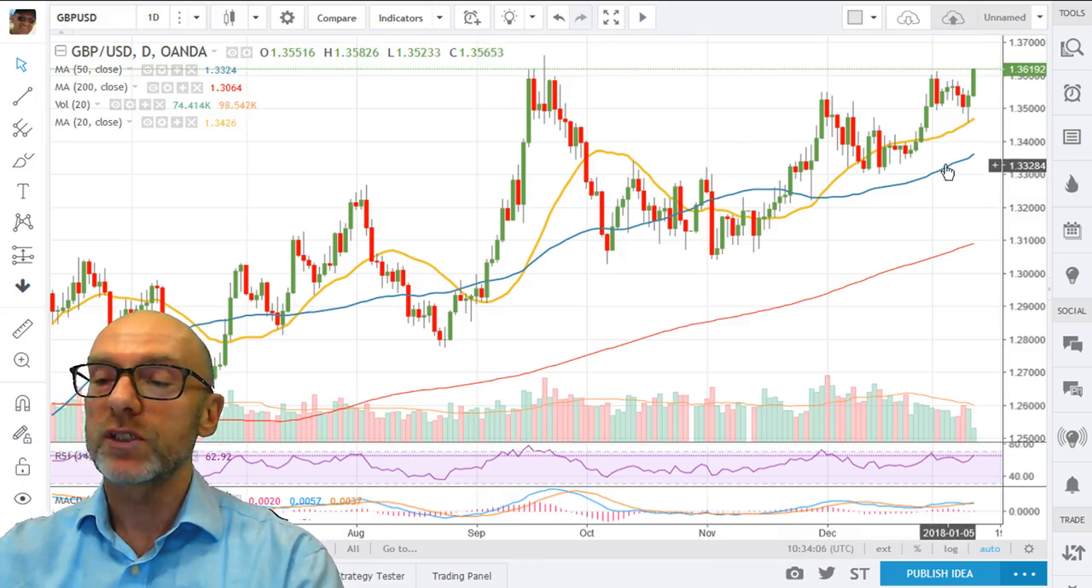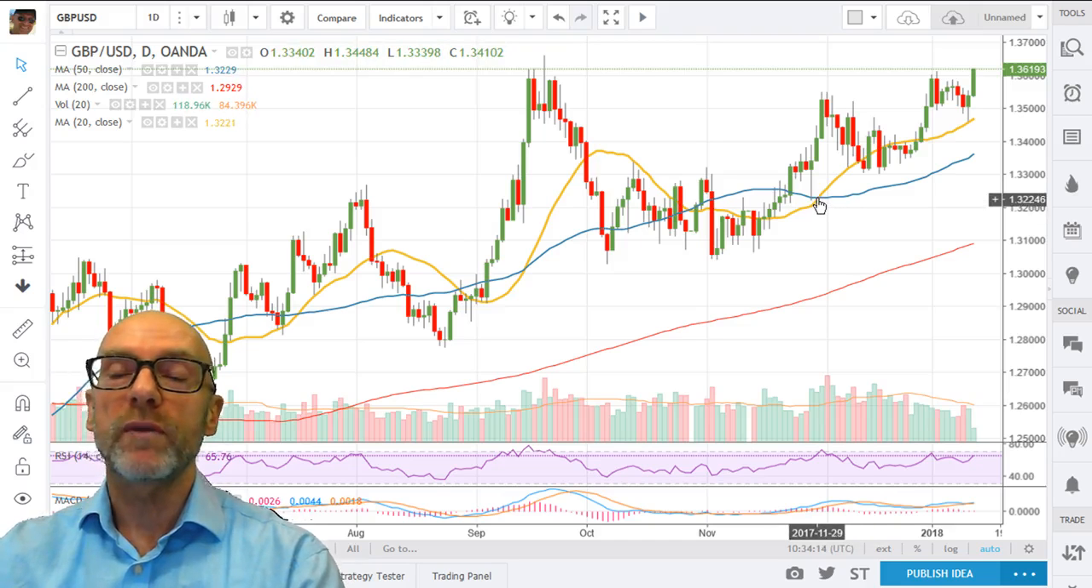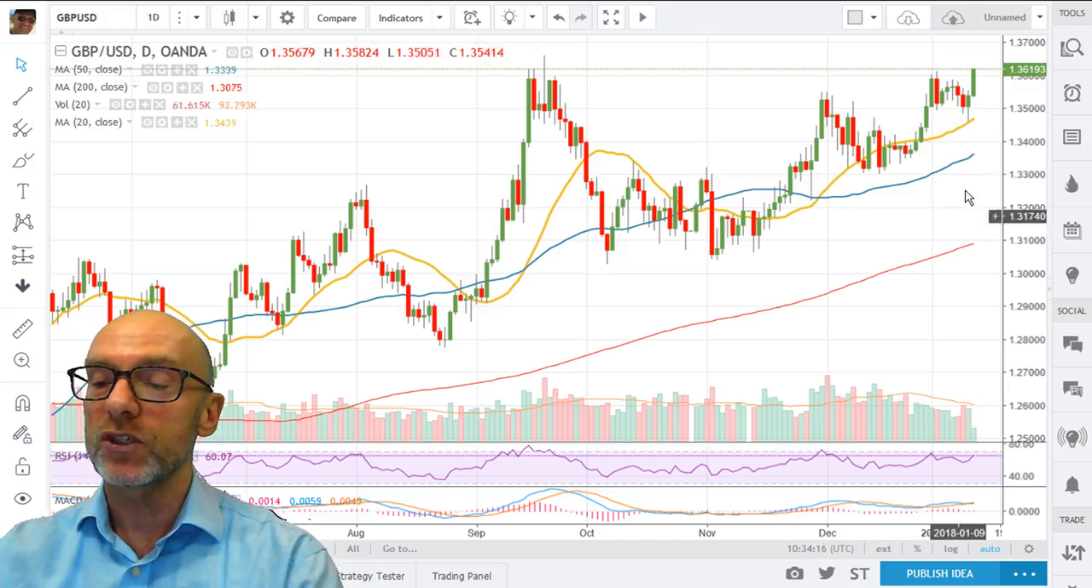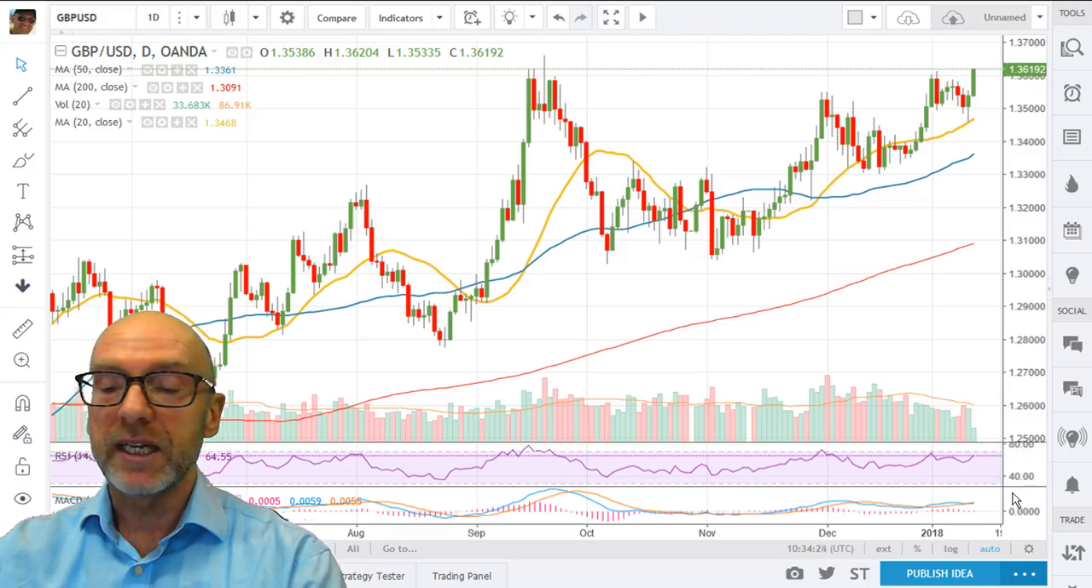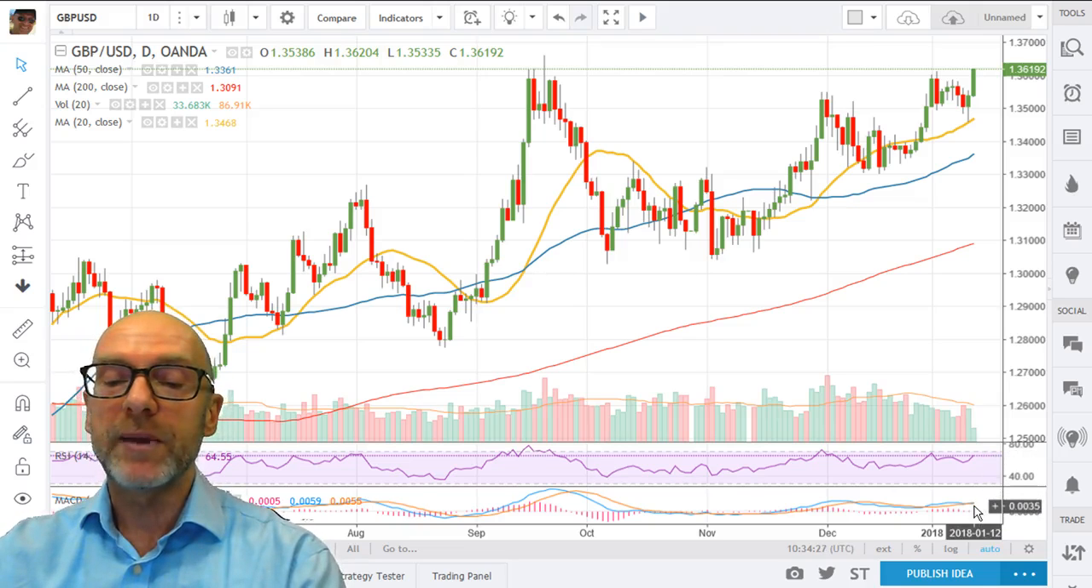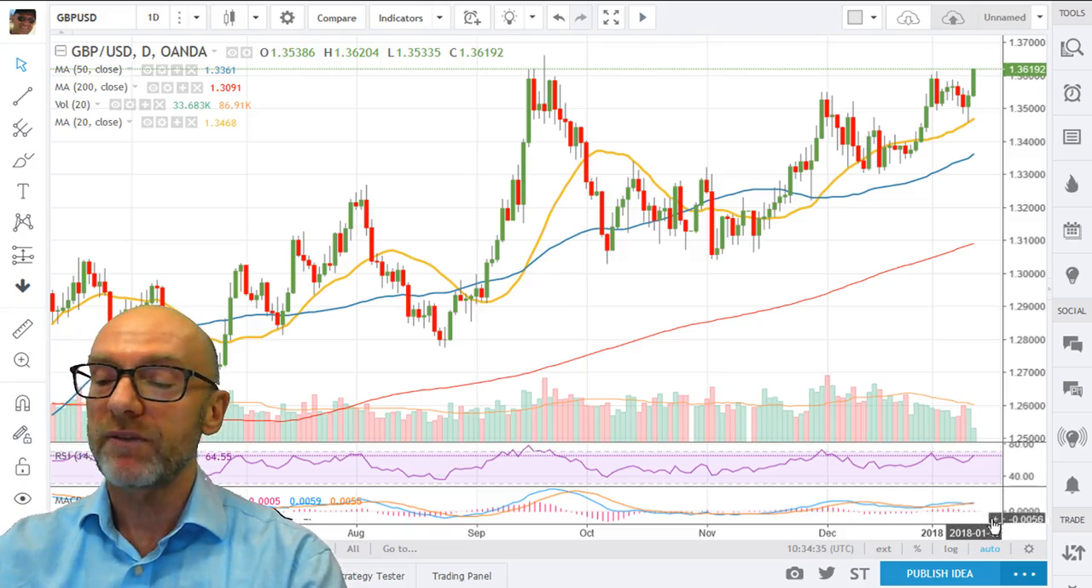Again, we've got positive moves from the moving averages. The 20-day gave the support, which was good. It did create a golden cross with the 50 as they crossed, and also the 200 is moving up. And you can see here also the RSI indicative of upside momentum. And again, the short-term MACD has just moved above the longer term, marginally, 0.0059 against 0.0055.